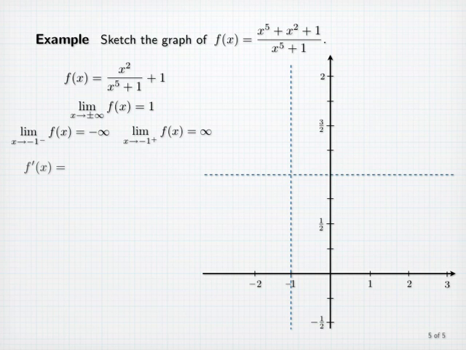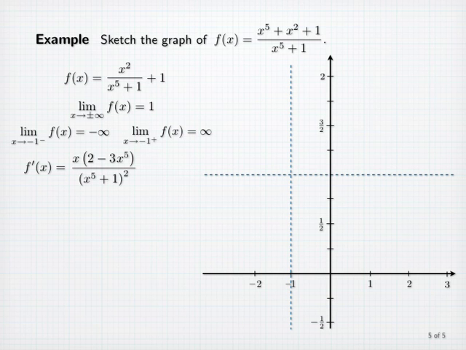Now let's compute the derivative. F prime of x, using the quotient rule, will be a fraction whose denominator is x to the fifth plus 1, squared. The numerator will be the derivative of x squared, 2x, times the denominator x to the fifth plus 1, minus x squared times the derivative of x to the fifth plus 1. The numerator simplifies to 2x minus 3x to the sixth power, which then factors to give us x times 2 minus 3x to the fifth, all divided by x to the fifth plus 1, squared.